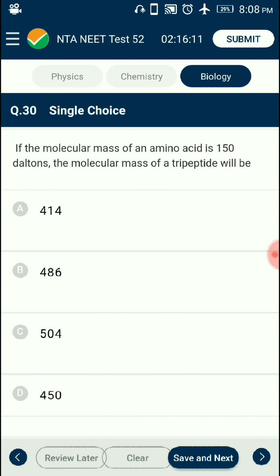Therefore, tripeptide mass will be 150 into 3 minus 36 equal to 414. So the answer is option E, 414.